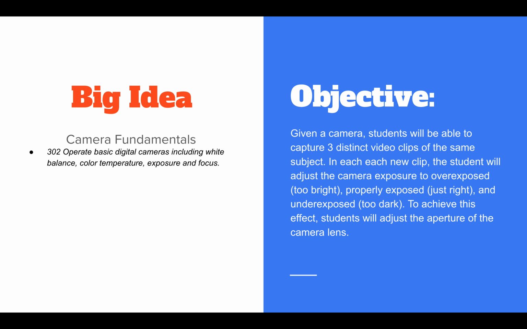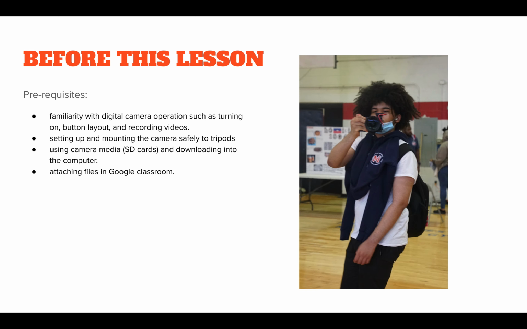So first up, I'll talk about continuity, and this one we will be talking about exposure of images with manual aperture. So this is still foundational. This is happening in level 1 and operating the camera. The objective we're going to give the students is, when they're given a camera, they'll be able to capture 3 distinct video clips, and each clip will be of the same sort of subject, but one will be too bright, one's too dark, one is just right. So they're practicing properly exposing the camera.